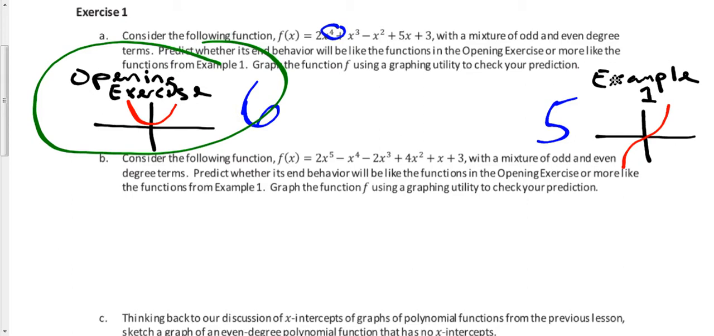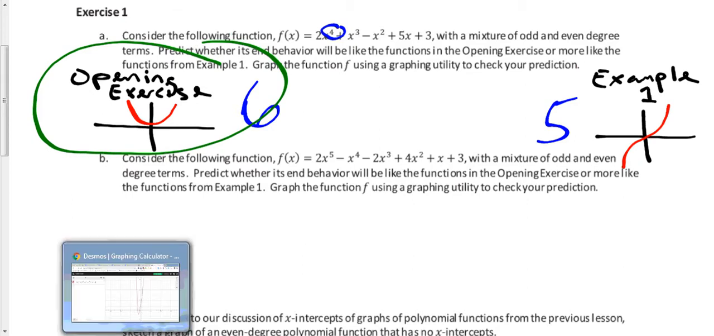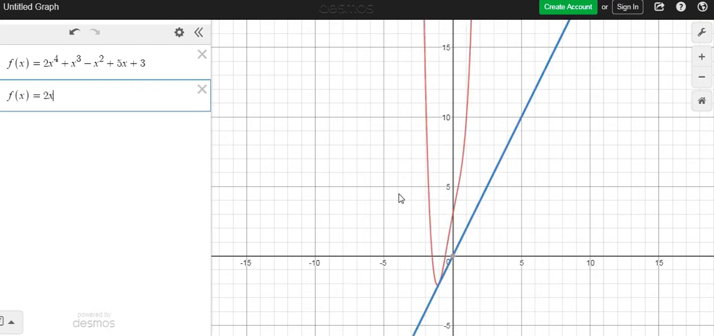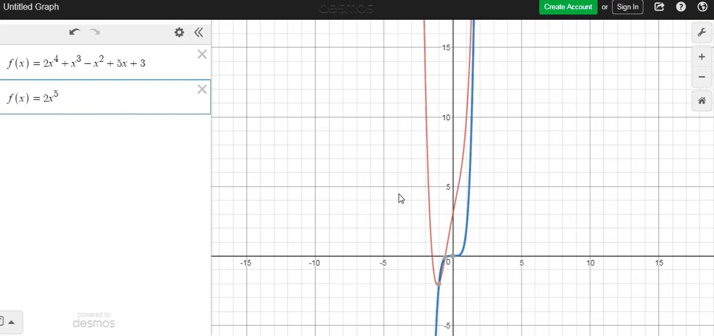Who thinks left? Show of hands, left. Right. So we got 1, 2, 3, 4, 5, 6 again. Who thinks the one on the right? 1, 2, I see more people. So 2, 4, 6, 7, 8 on the right. Okay, let's graph this guy real quick. Can you read me that one, Taylor? 2x to the 5th, x to the 4th.